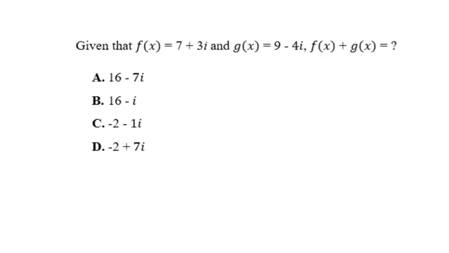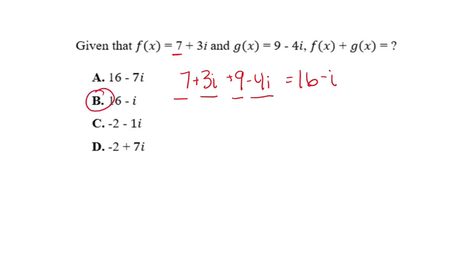Our next problem here involves adding imaginary numbers. So when we're adding or subtracting imaginary numbers, they're basically treated like a variable, like an x. So we can't combine those with our numbers on their own, but we can combine them with other things that contain i. So for this problem, we have 7 plus 3i plus 9 minus 4i. We can combine our 7 and 9 and get 16, and our 3i minus 4i and get minus i. So that is going to give us our answer B here.